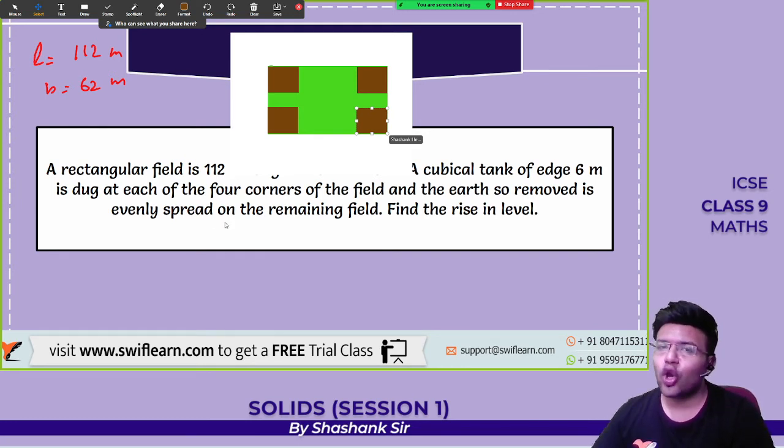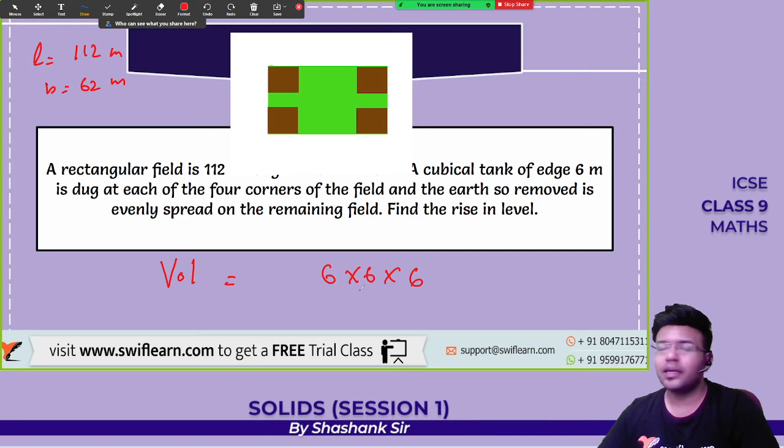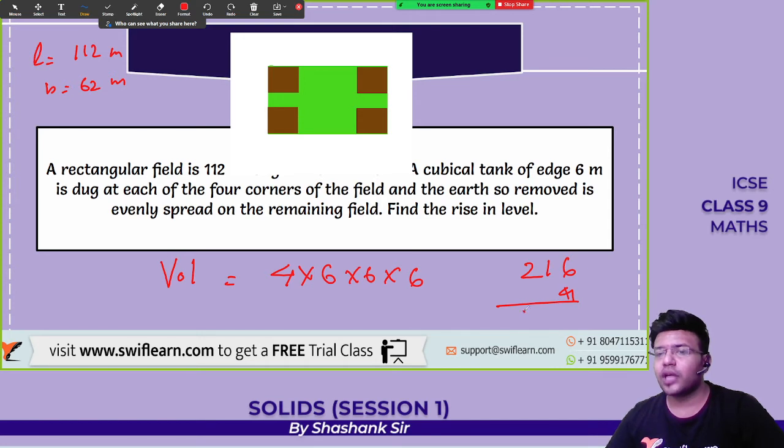So find out the volume of the earth dug first. Volume of a single tank dug is length into breadth into height. Now four of them are dug, so 4 into 6 into 6 into 6. 6 into 6 into 6 is 216 into 4. 4 twos are 8, 4 ones are 4, 4 sixes are 24. So it is 864 meter cube.